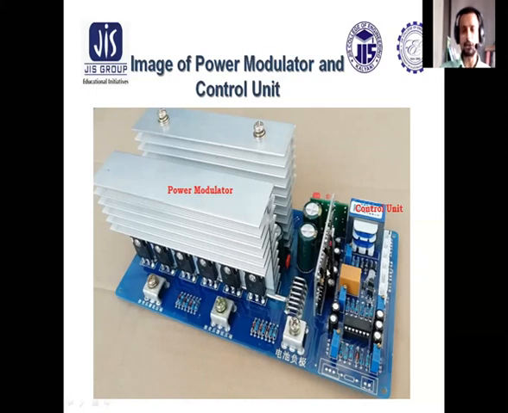This part is the control unit, which comprises different ICs, potentiometers, capacitors, resistors, transistors, and diodes. This is the control circuit which sends a control signal to the power modulator. This could be considered an analog control circuit, which could be replaced by microcontroller based control circuits as well.